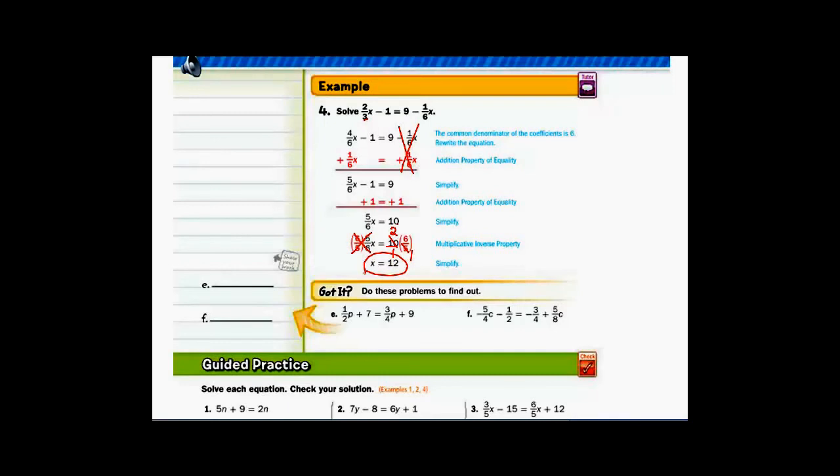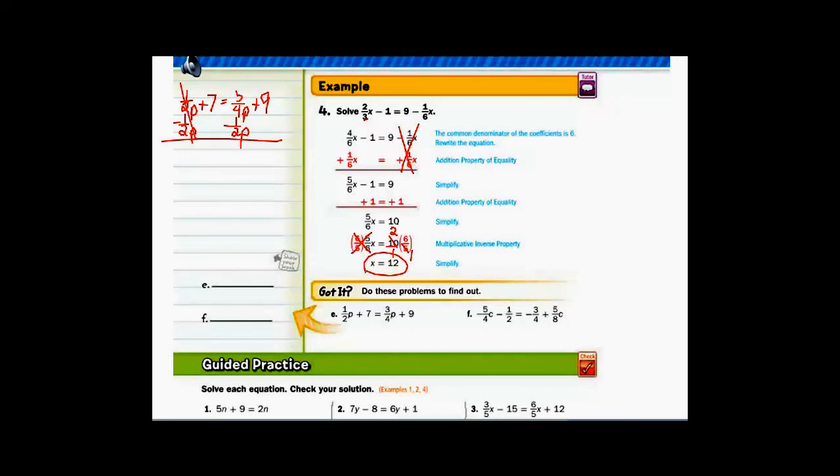Okay, back with me. Let's try E. I could probably get it over here. Let's try 1/2 p plus 7 equals 3/4 p plus 9. Just because I know 3/4 is bigger than 1/2, I'm going to take it to the bigger side. So I'm going to subtract 1/2 p from there.